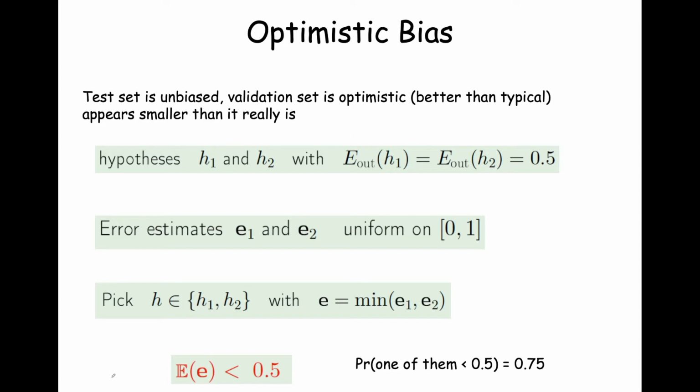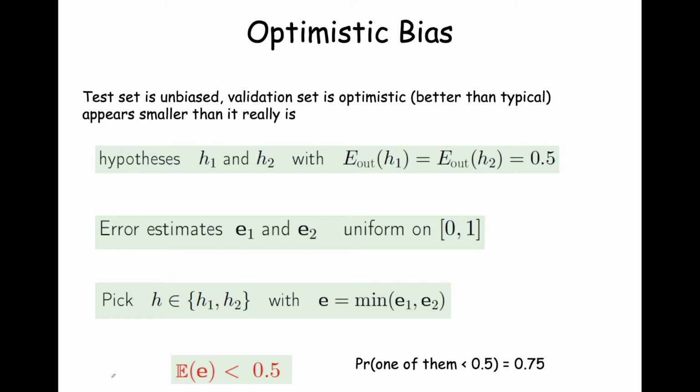So where we last left off, we talked about this idea of optimistic bias, and we used the example where, because you're using your validation set to select the best from among a set of hypotheses, it can give you the impression that error is actually much smaller than it really is. And this optimistic bias was illustrated where we left off.